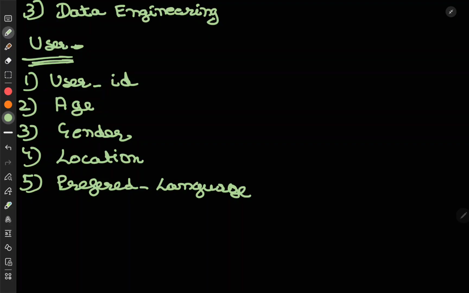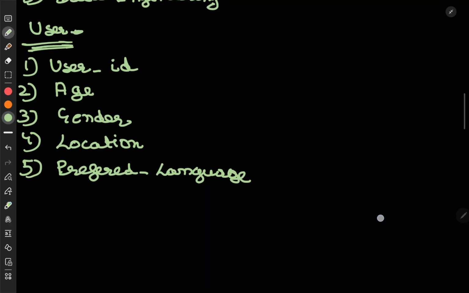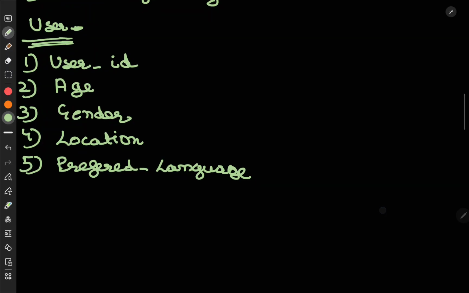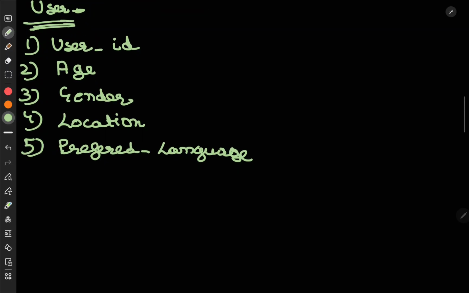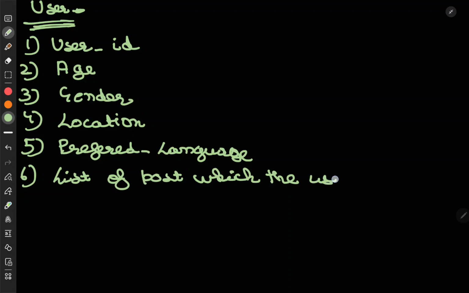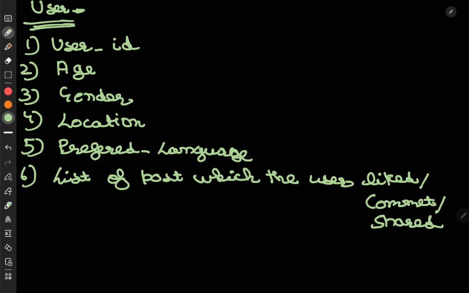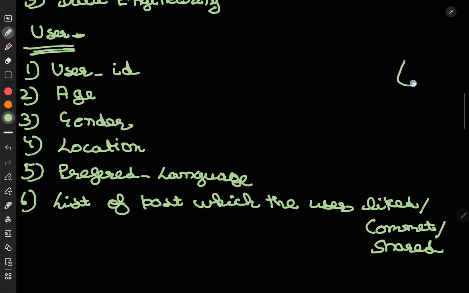And I guess these are generally the things which we have, but we can have some other things as well with respect to a user, such as what kind of posts the user liked. So a list of posts which the user liked. Similarly, he could comment on a post as well, so we could have a list of that as well. And similarly, a list of posts which the user shared. Okay, this many details we have with respect to a single user.